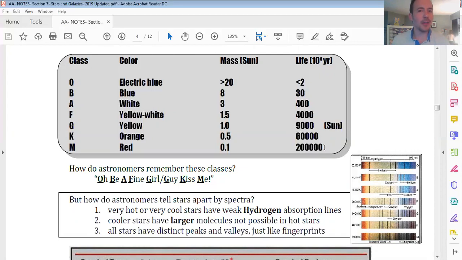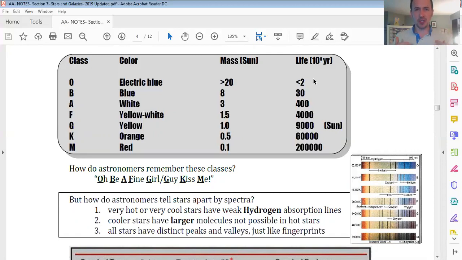The wild thing though, look how short-lived the very massive stars are. The truly huge stars, like class O stars, actually live less than 2 million years. And that's rather surprising because we would tend to think the bigger stars will live longer because they have more fuel. But overall, it seems to be quite the opposite. The massive stars chew through their fuel ravenously, and they live a very short time before they kaboom and supernova, which we'll learn about in the next lecture.